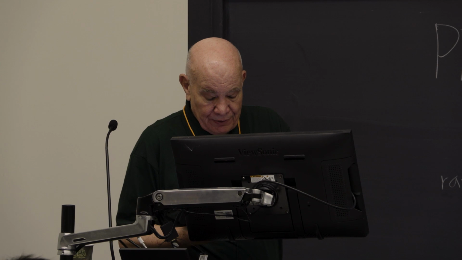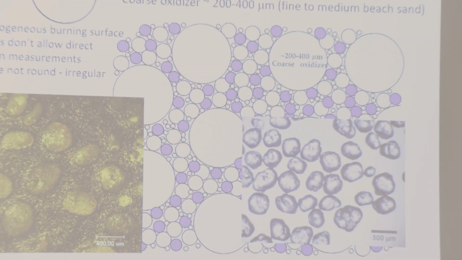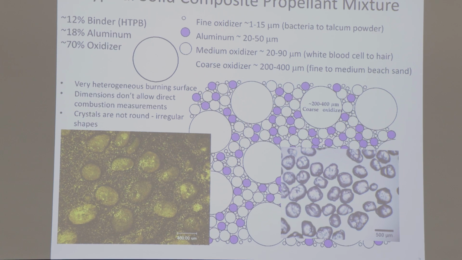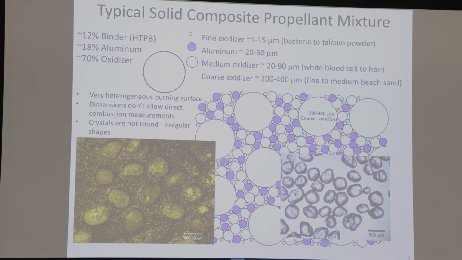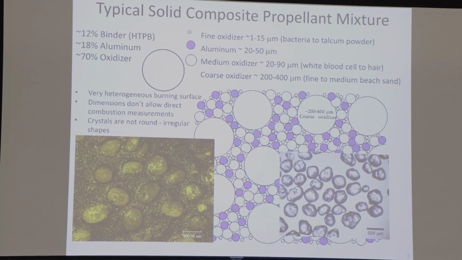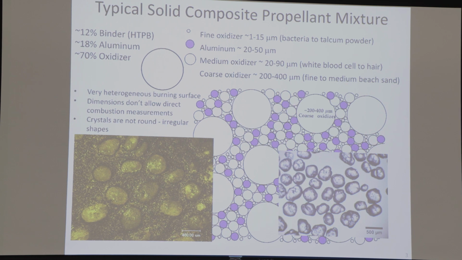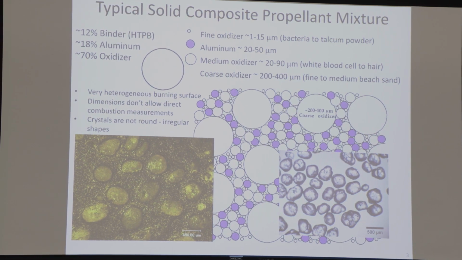So I'll give you some ideas of the types of size of the oxidizer particles that are used. So the fine oxidizers are like between 1 and 15 micron. So that's like bacteria to talcum powder. Medium oxidizers like 20 to 90 micron, like white blood cells to hair. And the coarse oxidizers are like 200 to 400 micron, which is like fine to medium beach sand. Okay, and the aluminum is on the order of 20 to 50 micron initially.